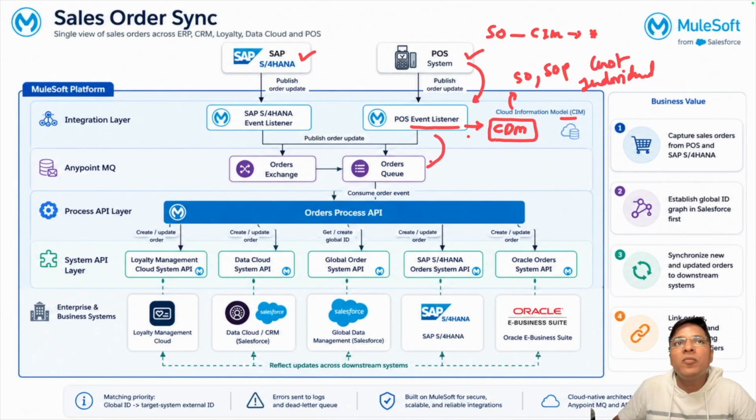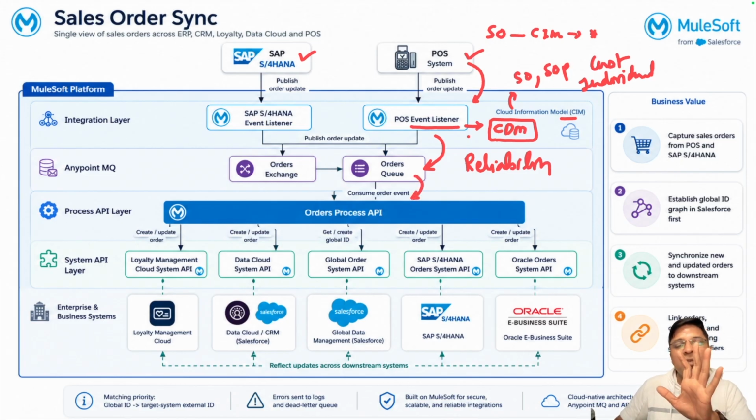Now, once this is converted into the common data model, that particular information will be published to the Anypoint Exchange of Anypoint MQ. Now, in this layer, we'll be getting reliability. So our data is persisted now. We are not going to lose anything. Now, once this persisted data is there, it will be consumed by our orchestration layer.